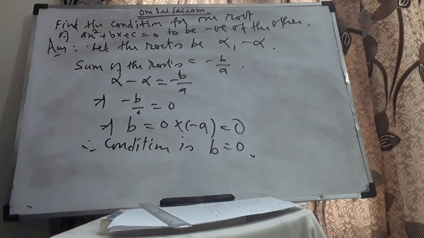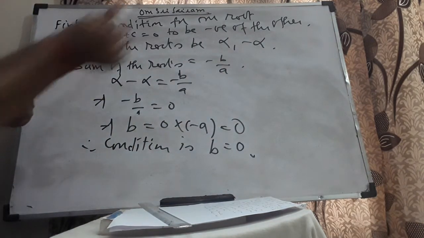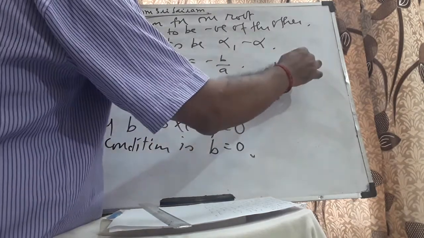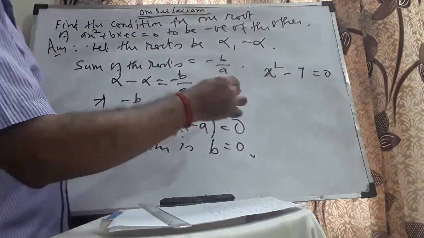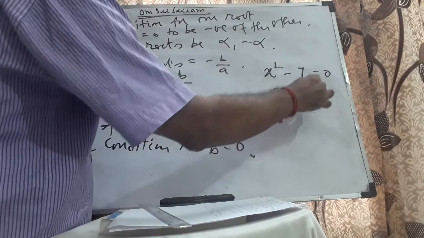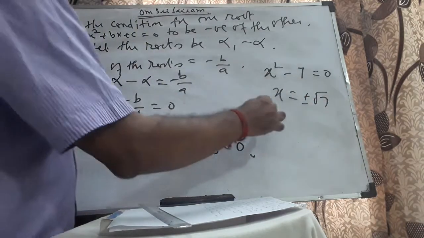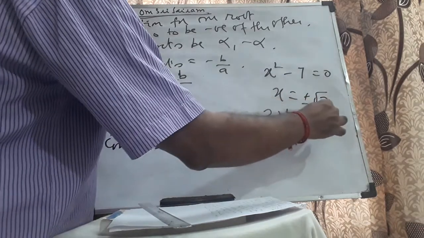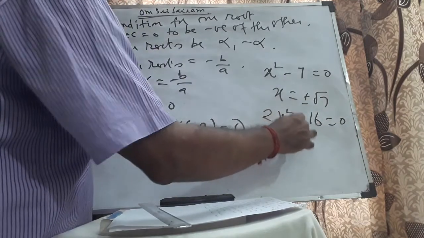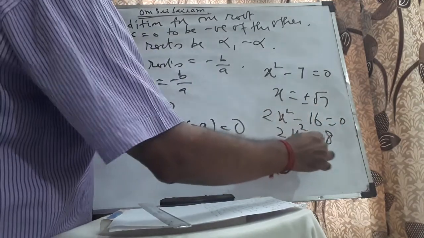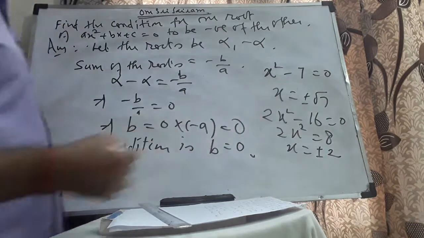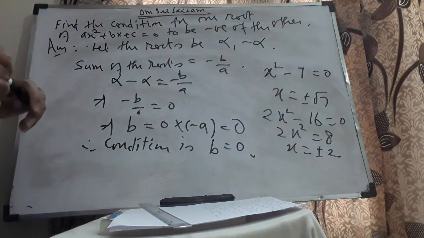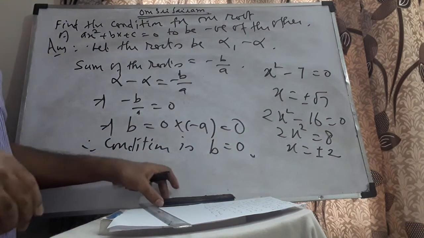Whenever b is equal to 0, the roots will be negatives of each other. You can just check x square minus 7. b is 0 here, where x is equal to plus or minus root 7. Okay, 2x square minus 16 is equal to 0. 2x square is equal to 8. X is equal to plus or minus 2. You can easily check. When b is 0, the roots will be negatives of each other.